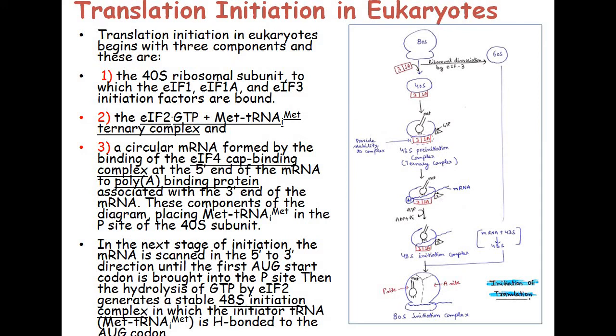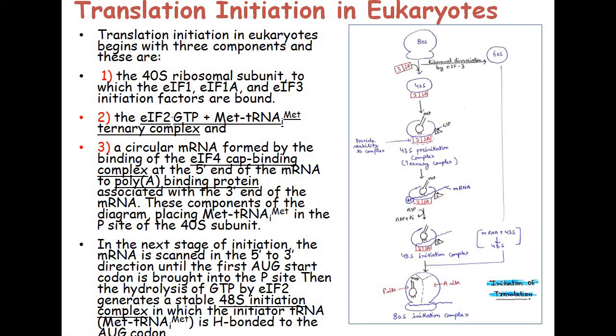Now in the next stage of initiation, this mRNA is scanned in the 5' to the 3' direction until the first AUG start codon is brought into the P site. Then the hydrolysis of the GTP by the eIF2 generates a stable 48S initiation complex, in which the initiator tRNA or the Met-tRNA is hydrogen bonded to the AUG codon, that is the starting codon.